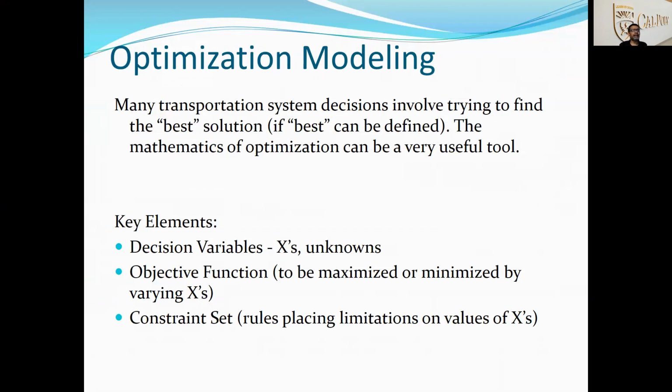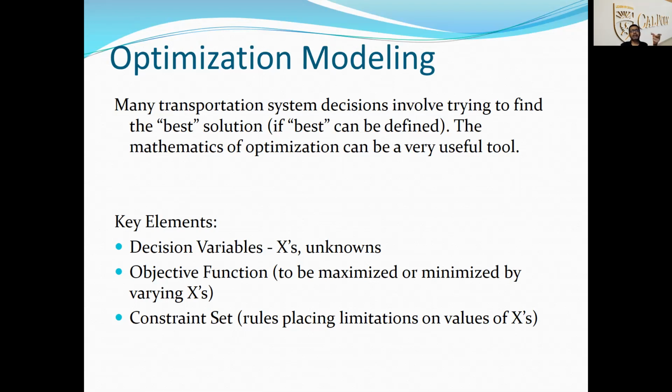Many transportation system decisions involve trying to find the best solution, if you can somehow define what best means. So the mathematics of optimization can be a very useful tool. There are three elements to this, and I remember them with the acronym DOC: decision variables, objective function, and constraint set. So you have to remember the DOC.